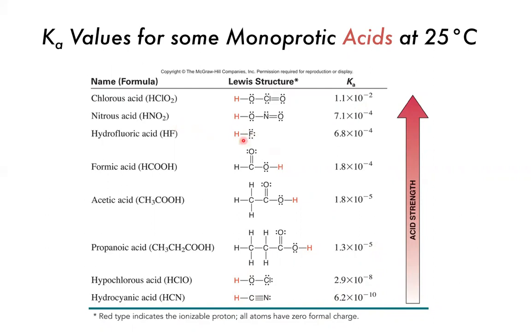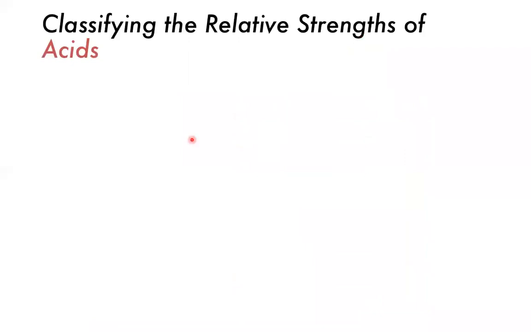HF is present here, the hydrofluoric acid. HF is kind of an interesting case. As we'll see later, it's not that strong compared to other group 7 acids, such as hydrochloric acid or hydrobromic acid. But it's pretty strong. It's just less strong than we would expect.